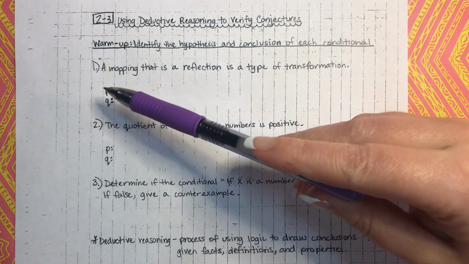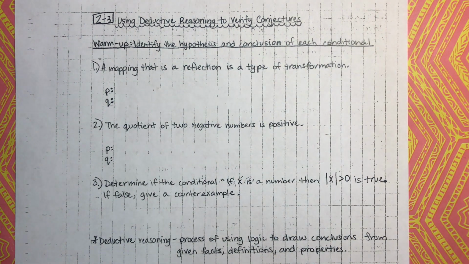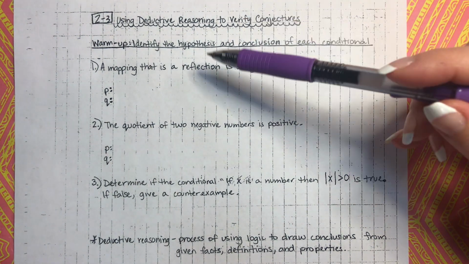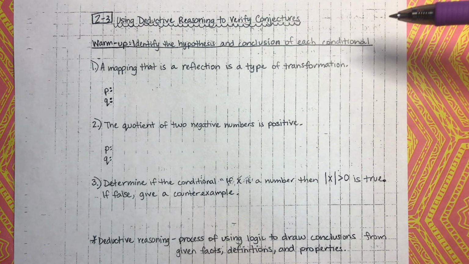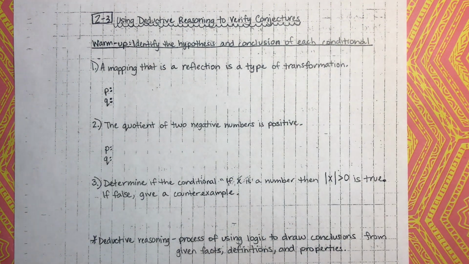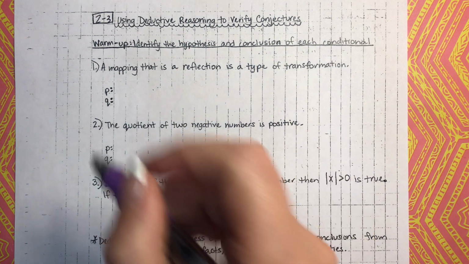So we need to identify the hypothesis, remember that's P, and the conclusion, which is Q. So we have two different types of things going on. We got the reflection and then we got the transformation. And a mapping, that's probably what we're going to be using in both of the sentences. So the hypothesis is a mapping that is a reflection.